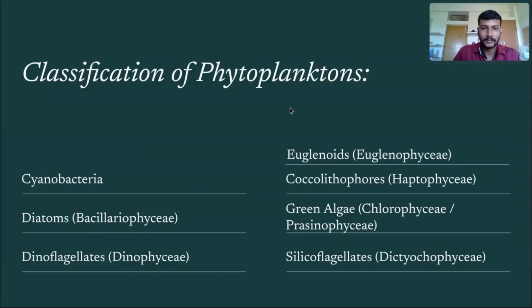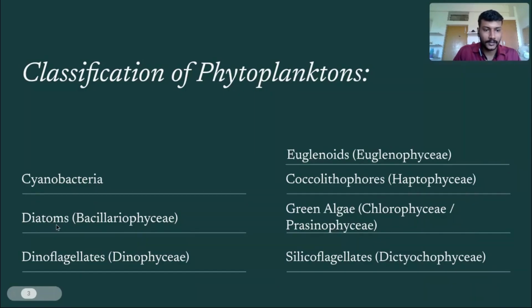Now, these phytoplanktons consist of both prokaryotic organisms and eukaryotic organisms, but they are all autotrophic or photosynthetic in nature. In prokaryotic organisms, we can see cyanobacteria, which are also called blue-green algae. And in eukaryotic organisms, we can mainly see unicellular algae.